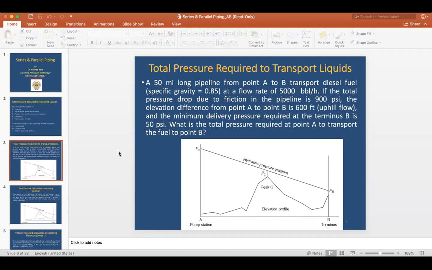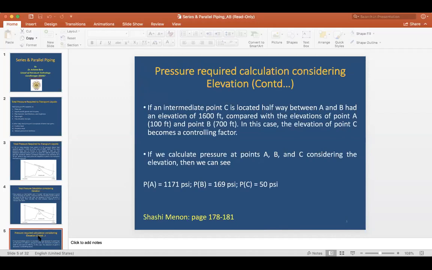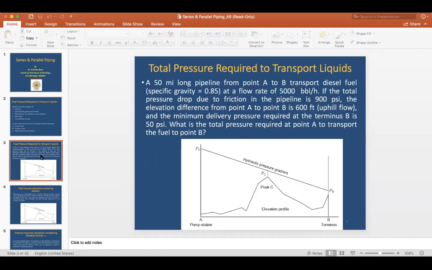So what is the total pressure required? Definitely 900 psi plus 600 feet into 0.85 by 2.31. Remember this equation, how to convert feet to psi? That equation we are applying here, plus 50 psi. So we'll get a certain value, maybe I can tell you the value here: 1171. Now, if we consider the elevation and other factors and recalculate, considering all these factors, we'll again get the same value.